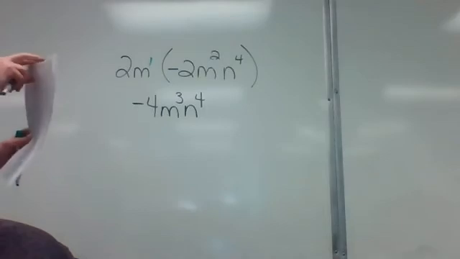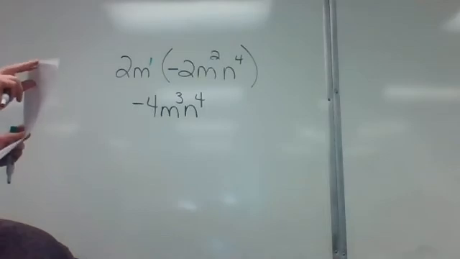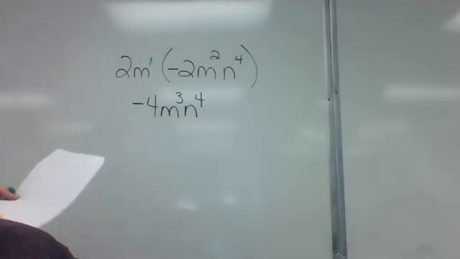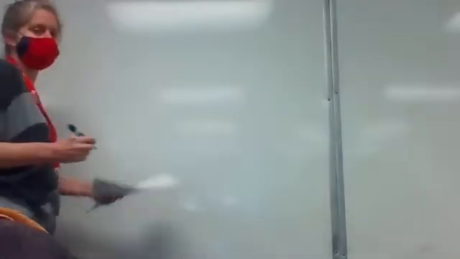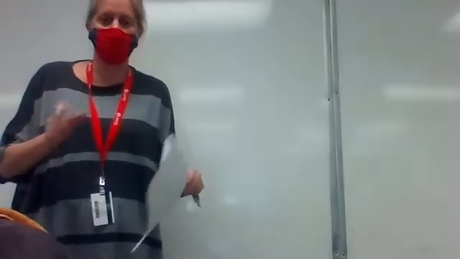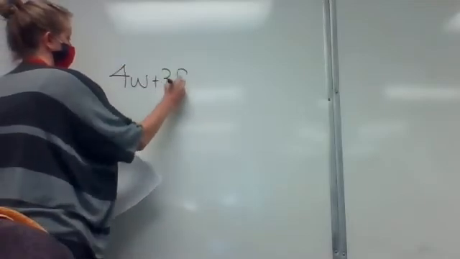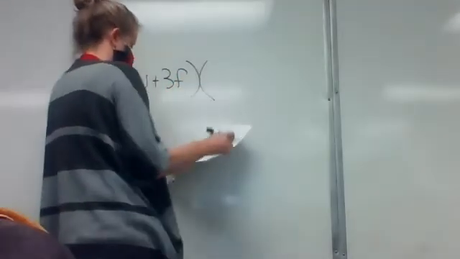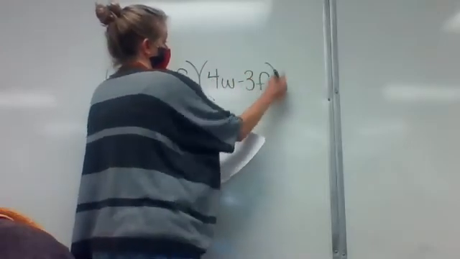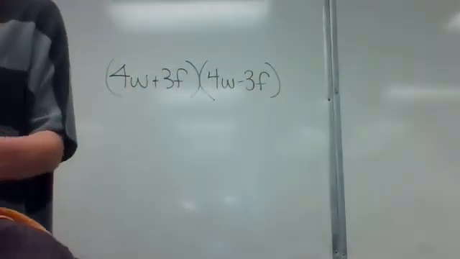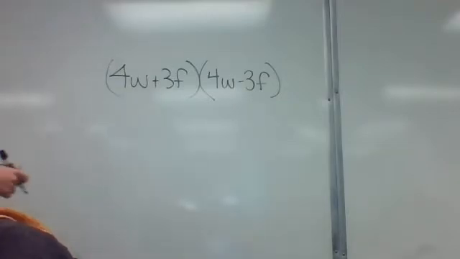All right, it looks like the rest of these problems are over what is called FOIL, which is actually an acronym. And this acronym goes with anytime you are multiplying what is called two binomials together. Let me show you what that looks like. 4w plus 3f times 4w minus 3f. So what I mean by multiplying two binomials together, okay?